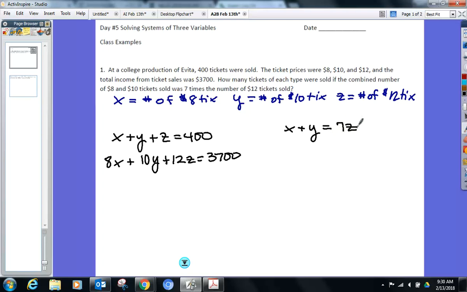7Z. Notice how I wrote this off to the side. I didn't want to put it underneath because I like to have X, Y, Z all on the same side. Can you guys transform that so it's all on the same side for me? Move the 7Z over. What's it going to look like now? X plus Y minus 7Z equals anything left over there? Nope, so just 0. Take a look at those three equations. Again, all I did was move the 7Z over here. That's all I did. So all the X's, Y's, and Z's were on the same side.